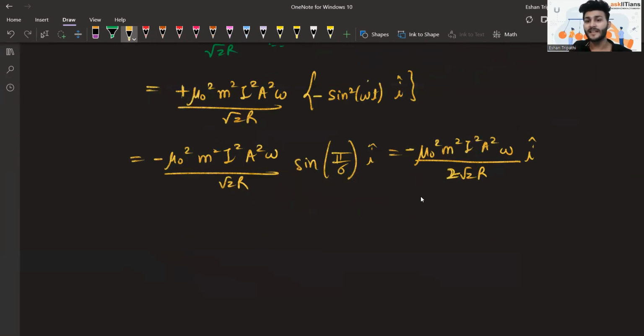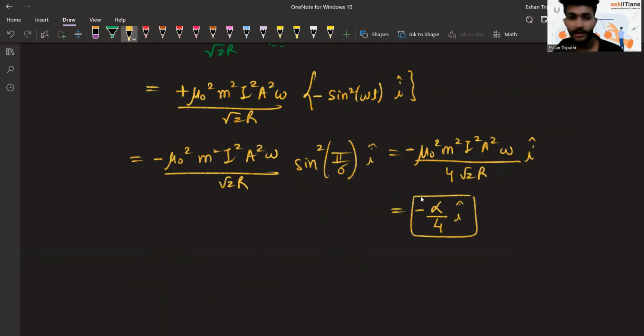One more mistake, it's sine square. I have taken it as sine. So it's going to be sine square. And then it becomes not this, it becomes 4 root 2. So the answer comes out to be minus alpha by 4 I cap. So this is how you can solve this. This is how you're going to approach this question.